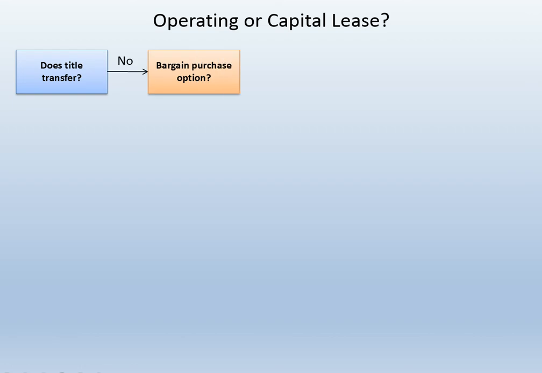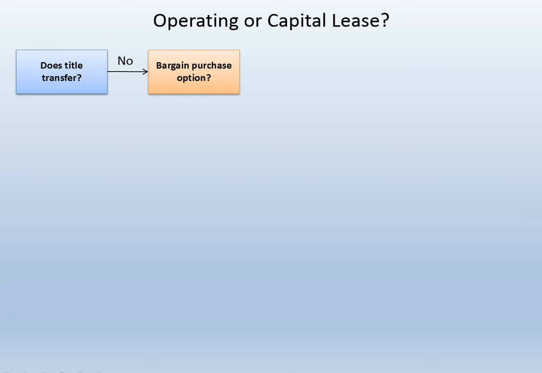which is, is there a bargain purchase option, sometimes labeled BPO, bargain purchase option. What a bargain purchase option is all about is, at the end of the lease term, are we giving the lessee, or is the lessee able to buy the asset for significantly less than fair market value? Now, the Financial Accounting Standards Board has no hard cutoff for what is significantly less than fair market value.